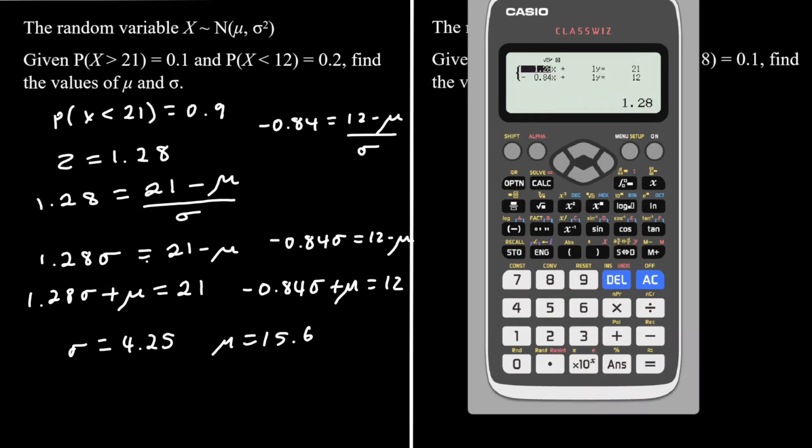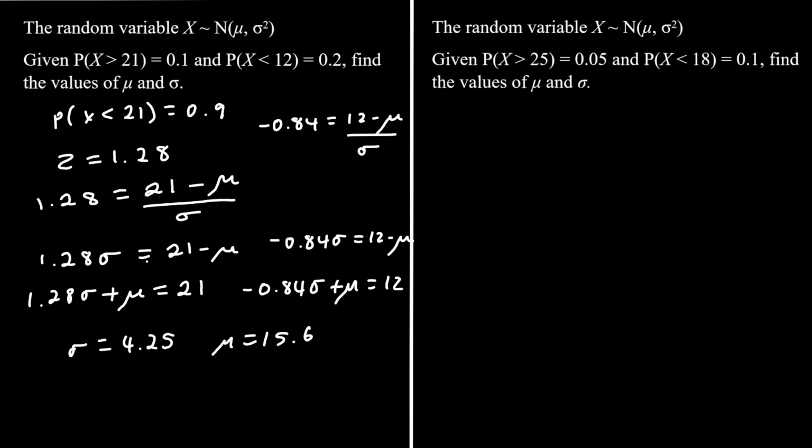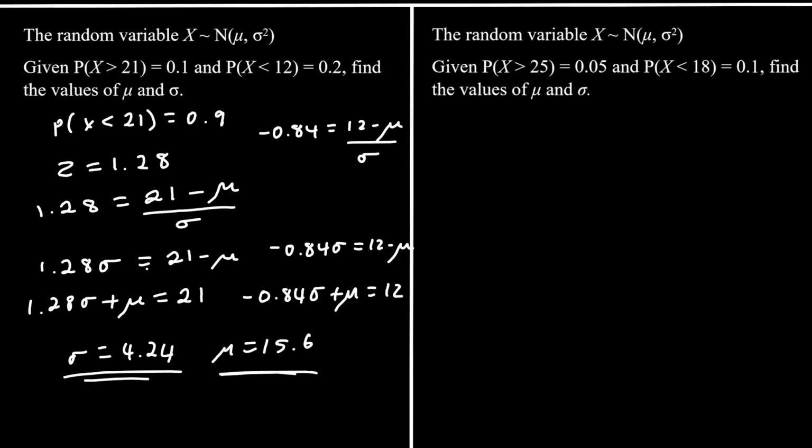So if I change them to A and B, I get 4.24 and 15.6. Let's change that, 4.24, using the whole number. So they are the answers.